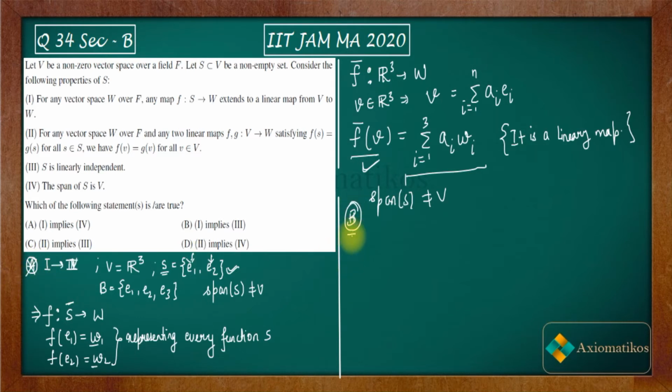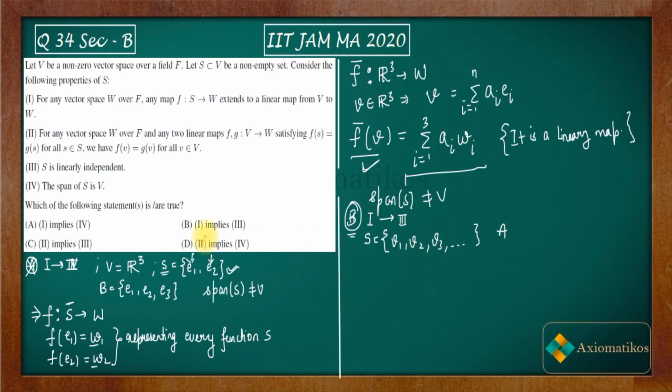In option B, let us check. Option B suggests that first implies third. That means if the first statement is happening, then your S will be linearly independent. S is actually a subset of V. It's a set, so we can just write it like this. We are arbitrarily defining the set S. It consists of elements, and we don't know whether it is finite, infinite, anything. We are just writing it like this.